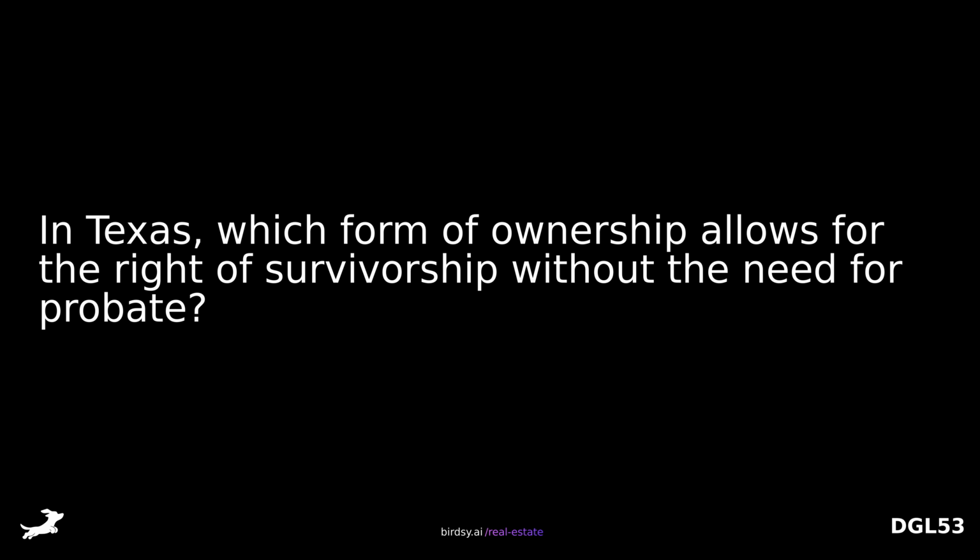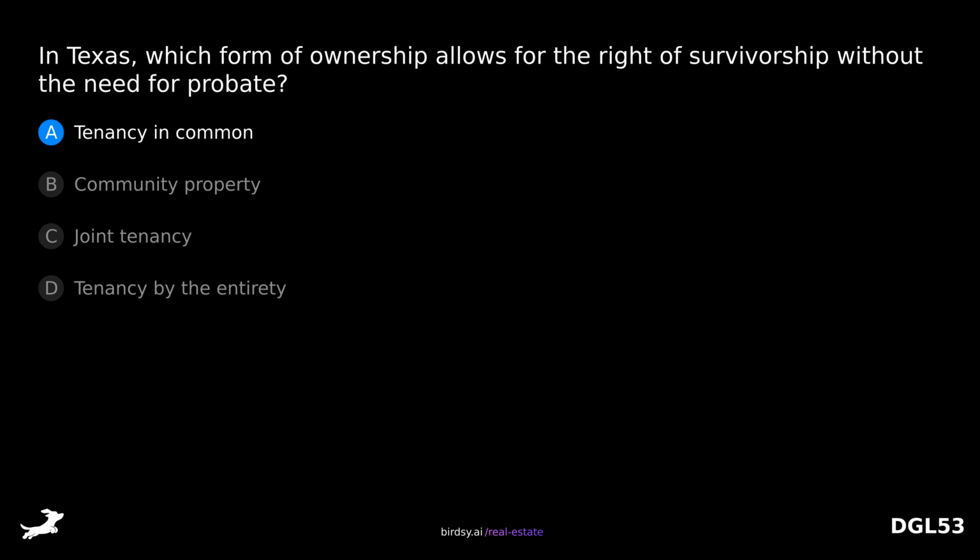In Texas, which form of ownership allows for the right of survivorship without the need for probate? Is it A, tenancy in common? B, community property? C, joint tenancy? Or D, tenancy by the entirety? The answer is C, joint tenancy.